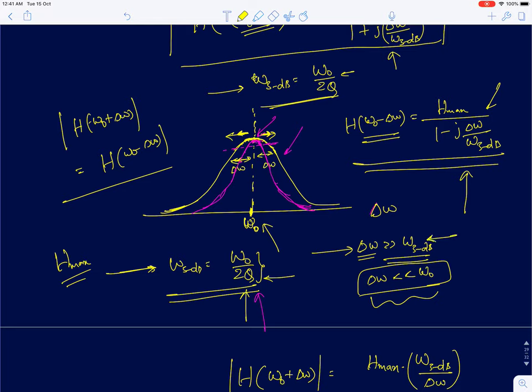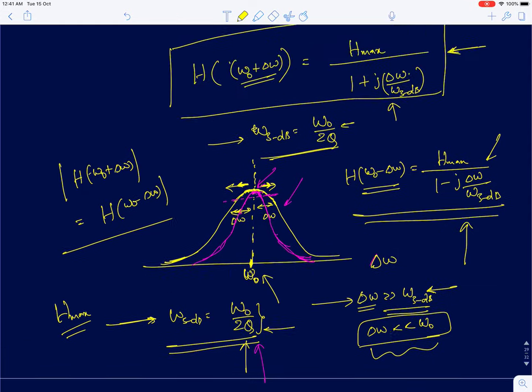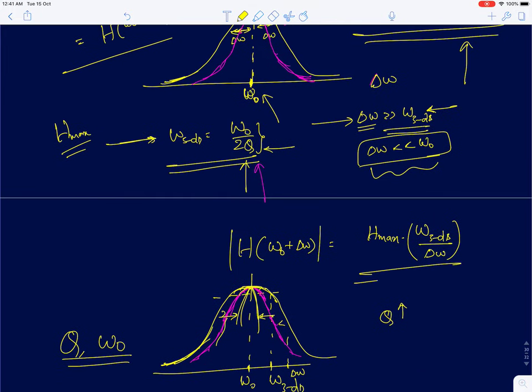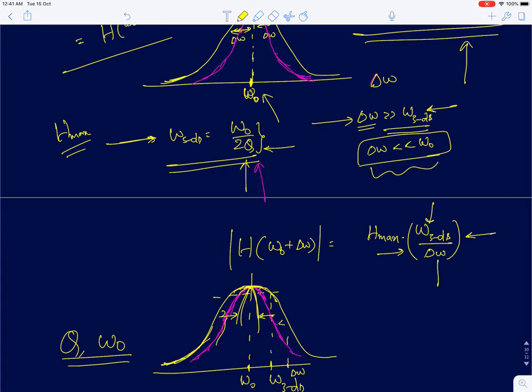Okay, it's greater than the 3 dB frequency, but still it's much less than the omega naught itself. In that case, from this transfer function, like how we derived it for a low pass filter, we can simply write the attenuation is going to be Hmax into omega 3 dB by delta omega. Now, if your 3 dB frequency is lower, you are going to get a lower gain at the same delta omega.